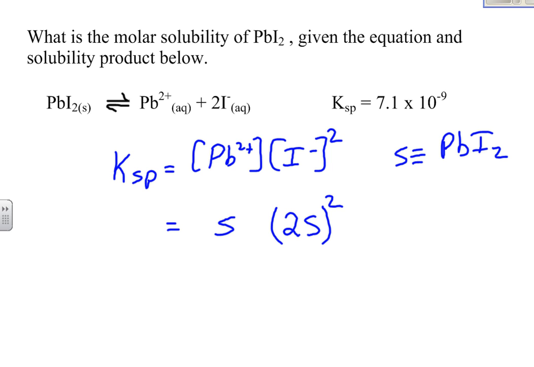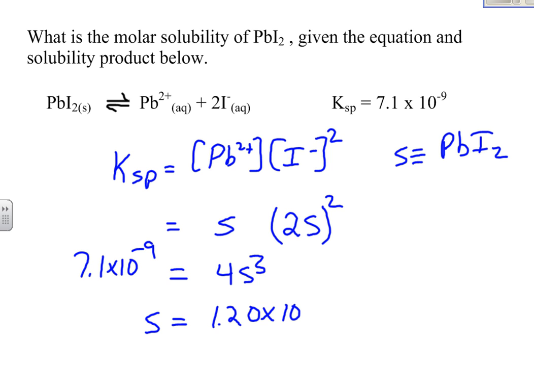So it's 2S squared. So what we end up with then is, if we factor that exponent through, S times 4S squared, or 4S cubed, being equal to our KSP. And our KSP is given to us up there, 7.1 times 10 to the -9th. And so now it's a matter of getting our calculator out and plugging the correct numbers into our calculator. And if we do that, we end up with a value of S equal to 1.20 times 10 to the -3rd. And that would be the molarity.